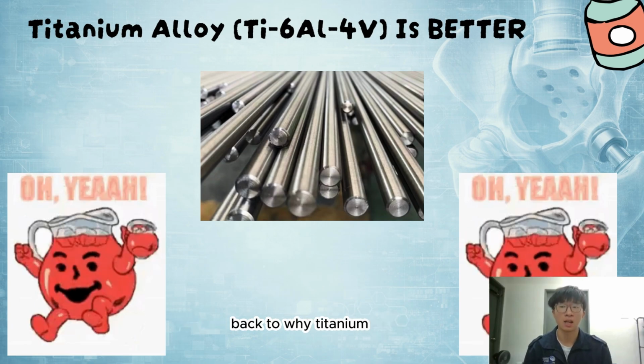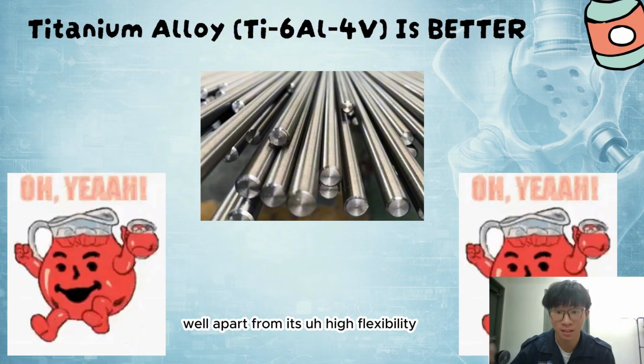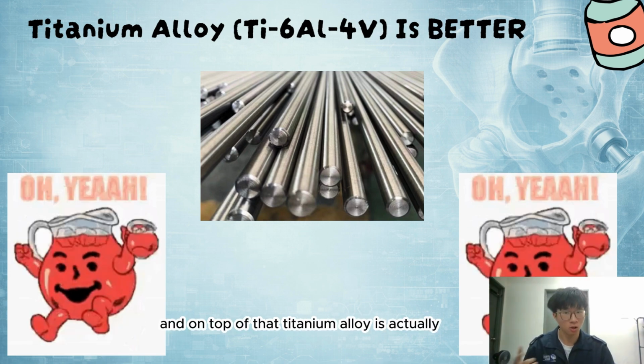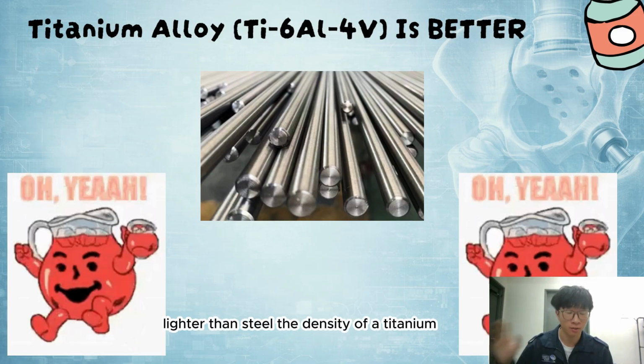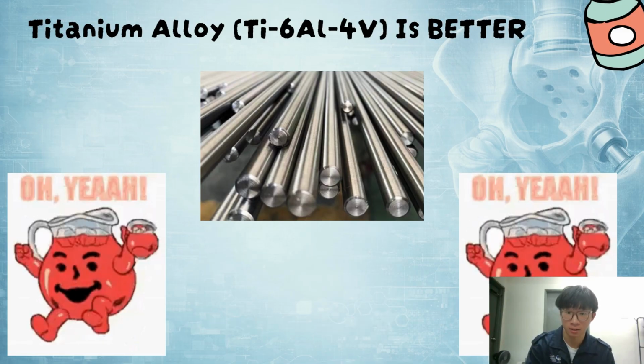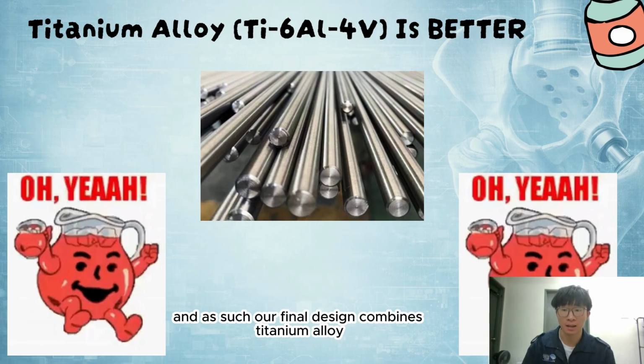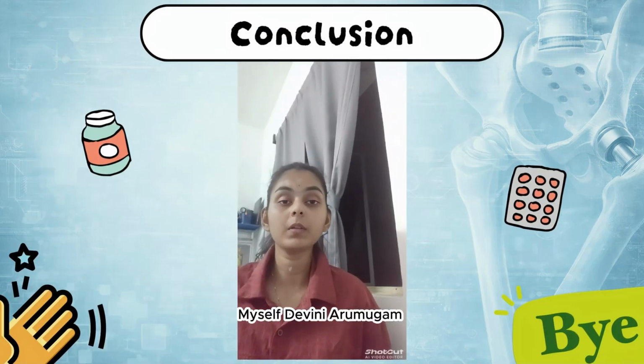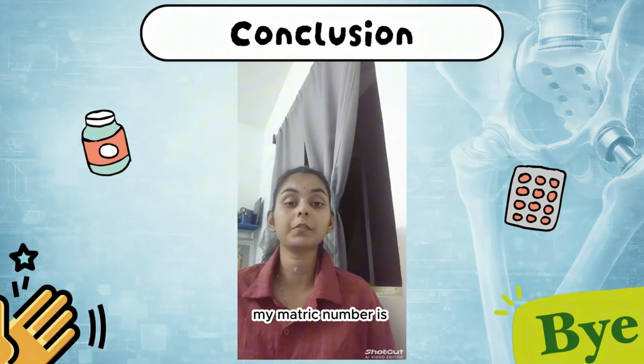All right, back to why titanium alloy is superior to stainless steel. Apart from its high flexibility, it has the ability for osseointegration, which is very good for bone healing. On top of that, titanium alloy is lighter than steel. The density of titanium alloy is only half that of steel. As such, our final design combines titanium alloy with the model in modification 2 to produce a more stable THR. Myself, Devini Armugam. My matric number is 2411545052. So here is the conclusion part.